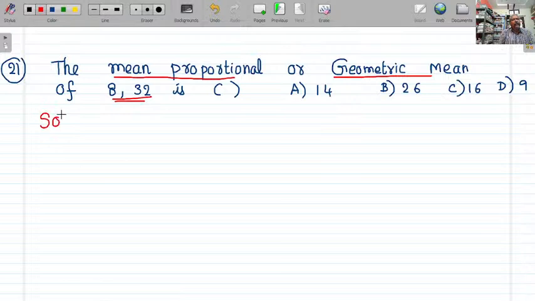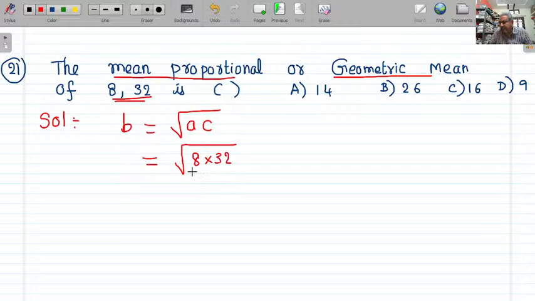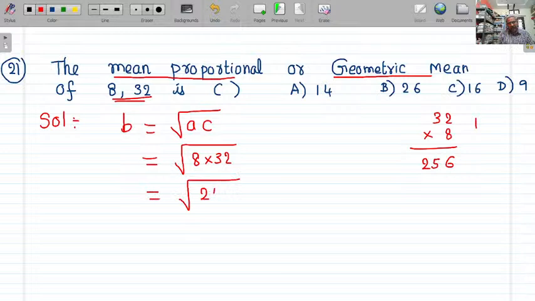So now directly we can do it. Generally b is equal to root of AC, that is root of 8 multiplied with 32. Because here 8 is not a perfect square and 32 is not a perfect square, let us multiply 32 into 8. 8 times 2 is 16, 8 times 3 is 24 plus 1, 256. So this we can write as square root of 256, which is equal to square root of 16 into 16.